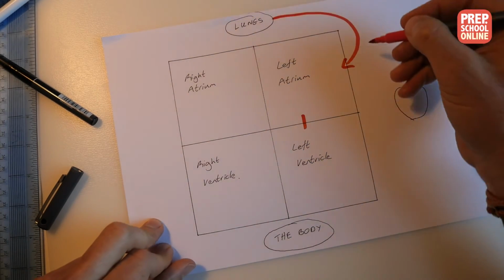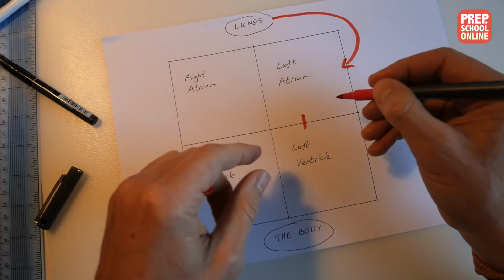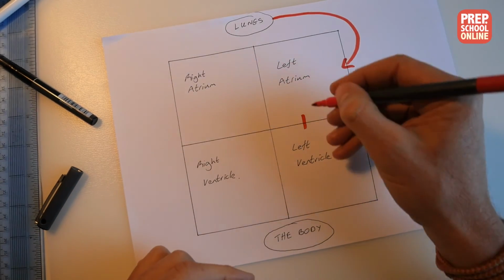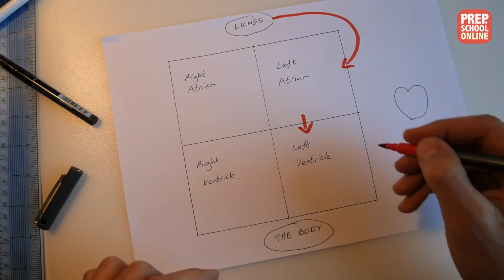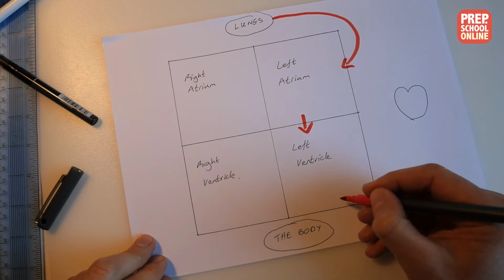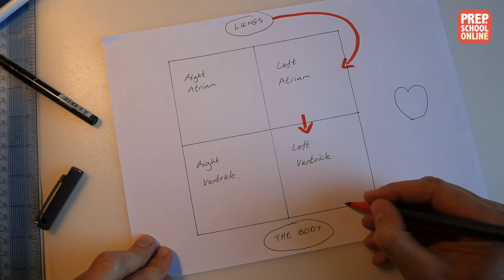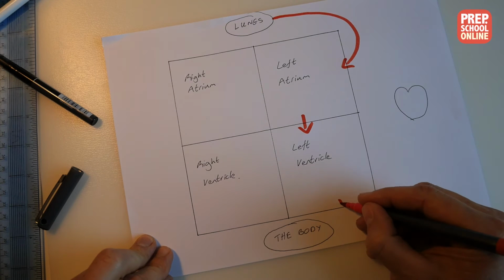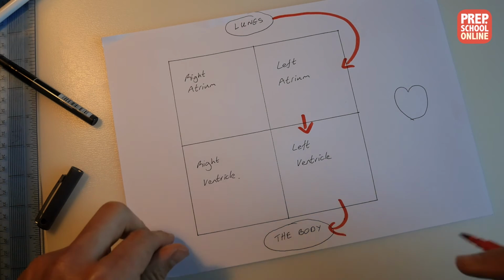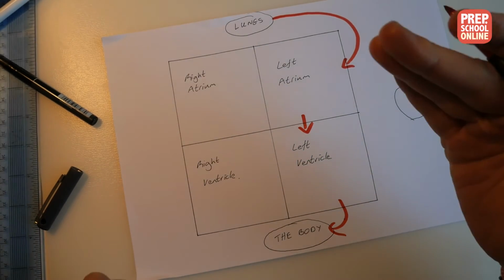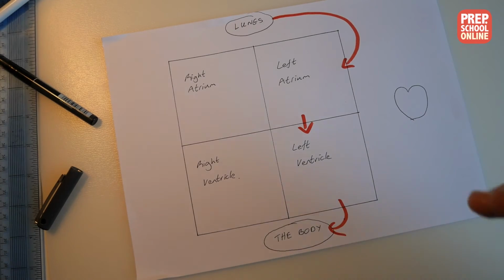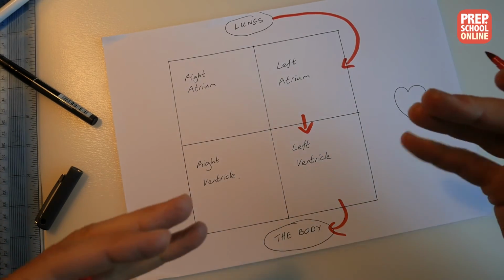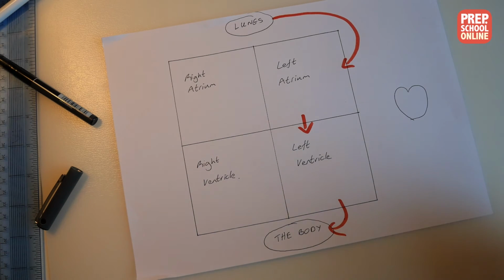The blood comes from the lungs, enters into the left atrium. Then goes from the left atrium through a valve into the left ventricle. Once it goes into the left ventricle, it's pumped out of the left ventricle to the body. And from there, it's pumped all around the body to, as we said earlier, fuel and provide oxygen to every cell, within every muscle, within every organ of your body.